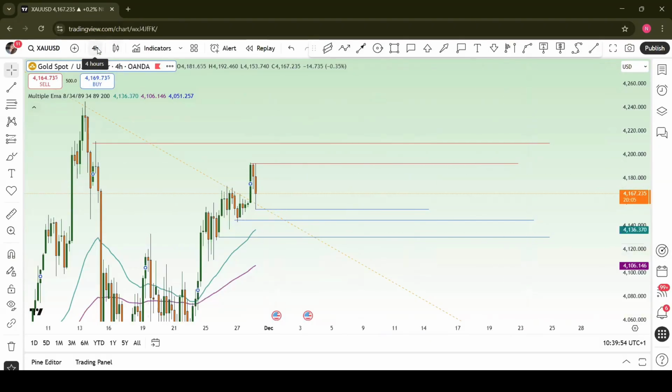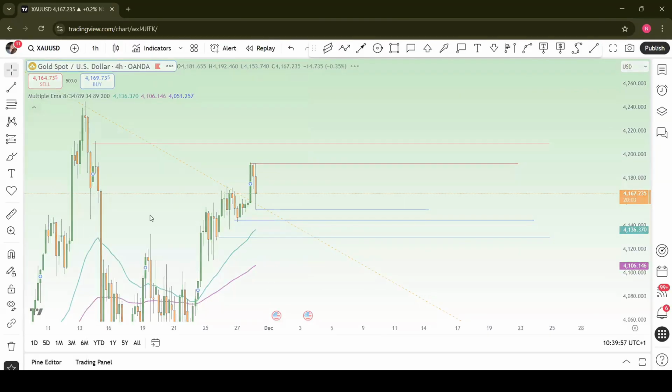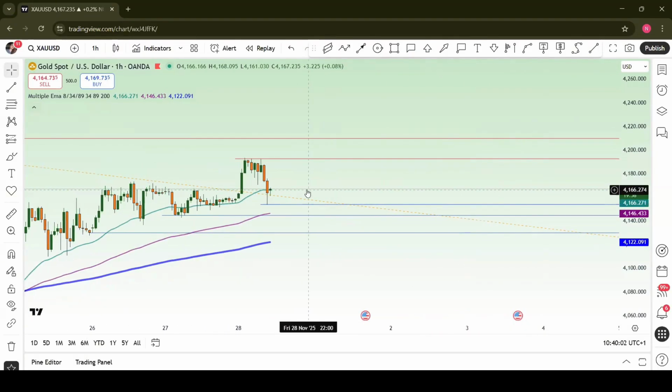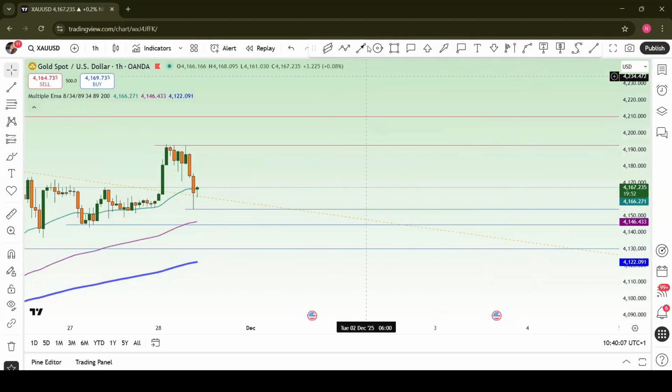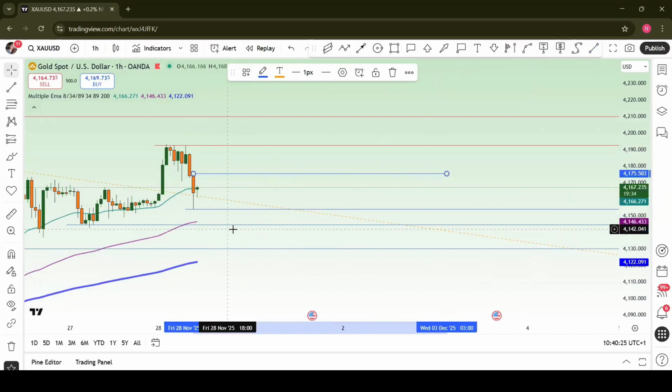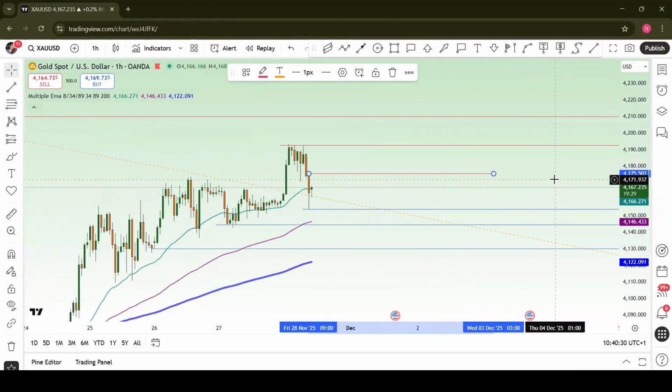Okay, and then you switch into the smaller time frame like 1 hour to look for smaller support and resistance zones. Here you can see that this candlestick pattern is forming a bearish candle, right? A bearish candlestick. And this is also another resistance zone for you. Okay, and change it into red.